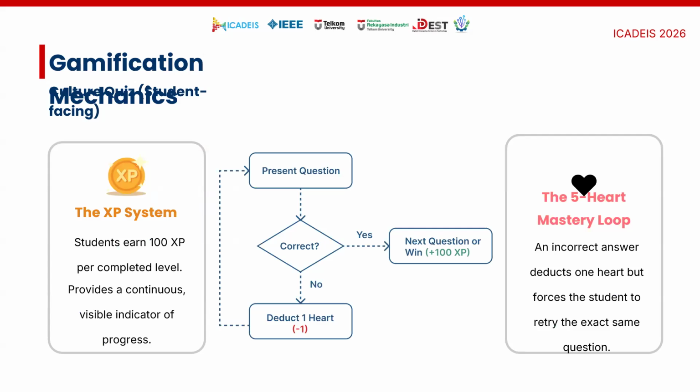To support motivation and engagement, the platform consists of 2 gamification mechanisms. The first one is the XP system, and the second mechanism is the path system. Next.